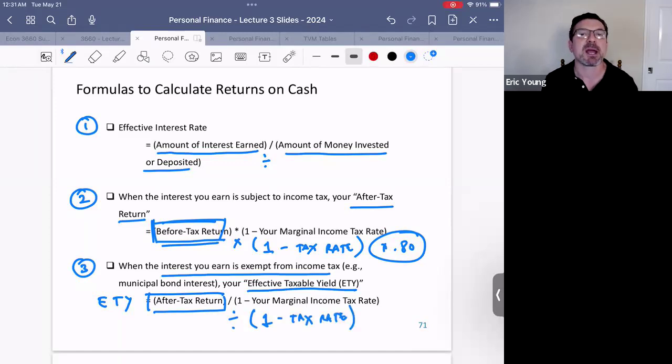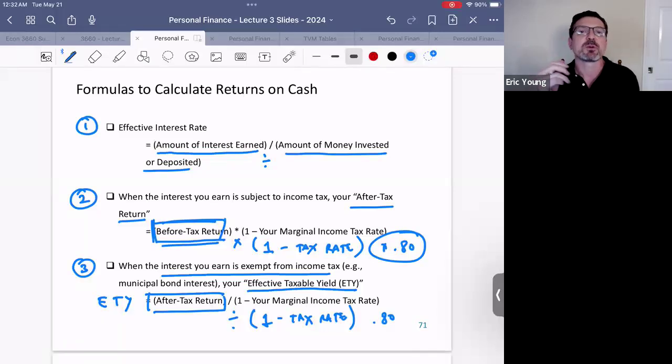Obviously, once again, 1 minus your tax rate is going to be a number less than 1. So I'll stay again with 0.80. But notice in this case, we're not multiplying by 0.80 to reduce the number. We're dividing by 0.80. That's going to make it bigger. And that means that if you buy a municipal bond and you earn a 5% return on it, but that 5% is tax-free, you're really earning an equivalently bigger amount because you have to factor in the tax savings. That's why it's called ETY. It's effective taxable yield or equivalent taxable yield. It's a way to adjust the return that you get to try to compare it to another asset that's taxed.